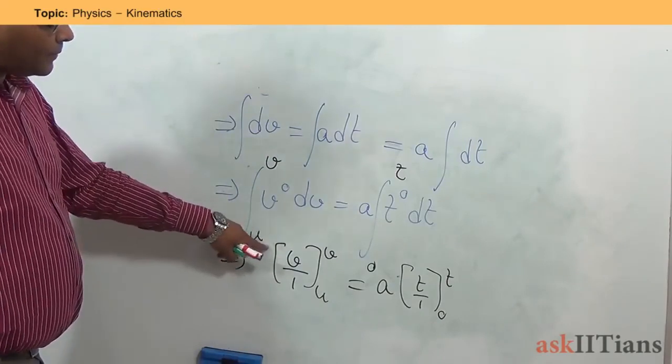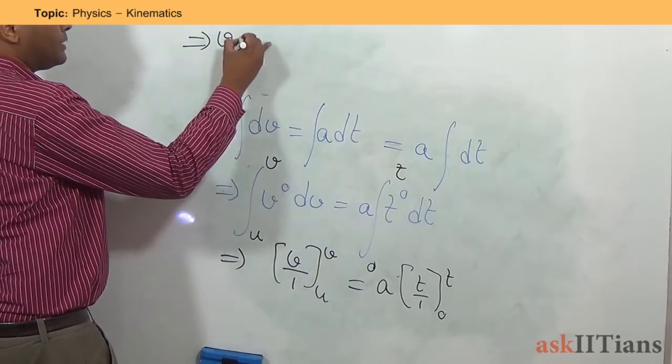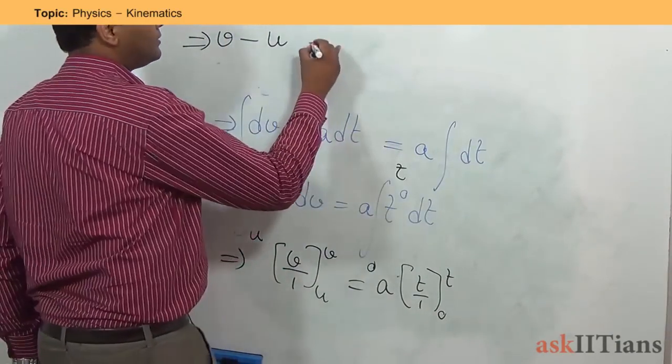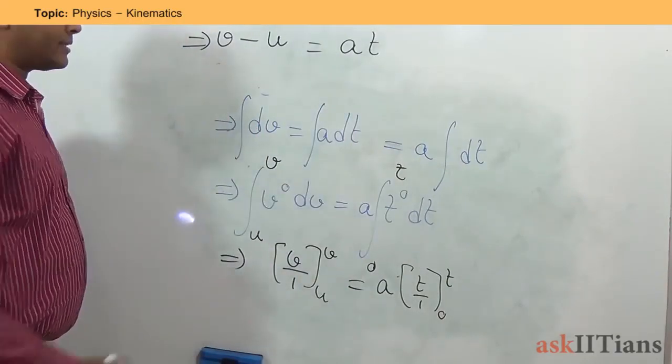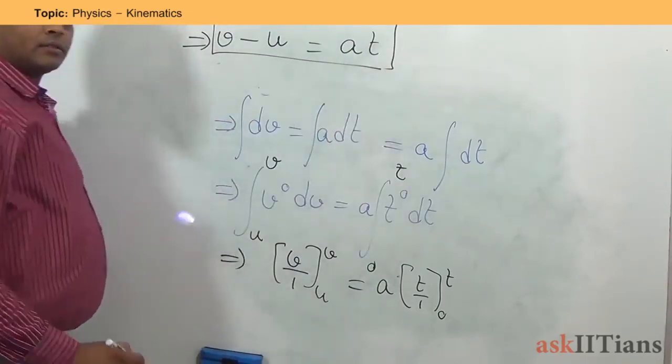So we have upper limit minus lower limit. That gives me, upper limit is v, lower limit is u. On the right hand side, same thing, upper limit minus lower limit. So that gives me this expression. I haven't used any graphical method here, right?